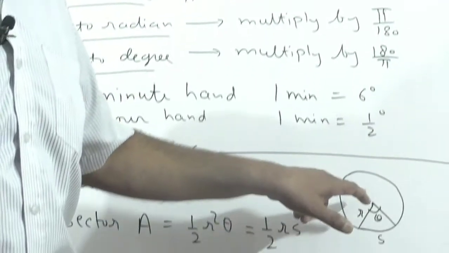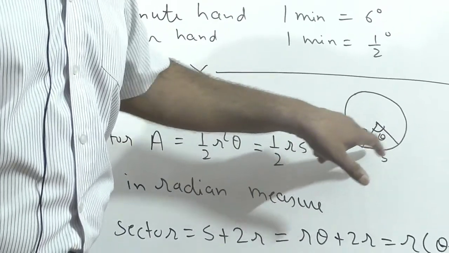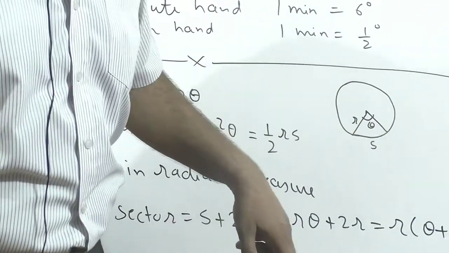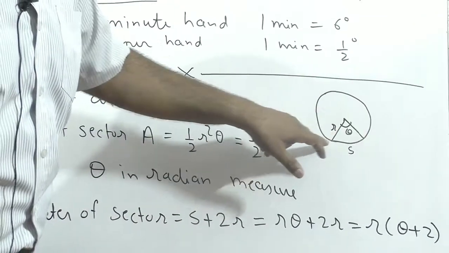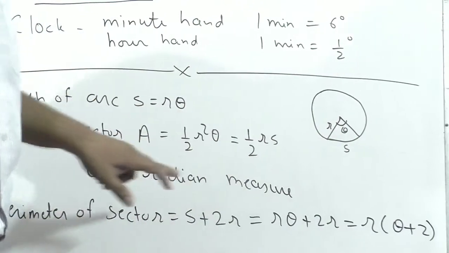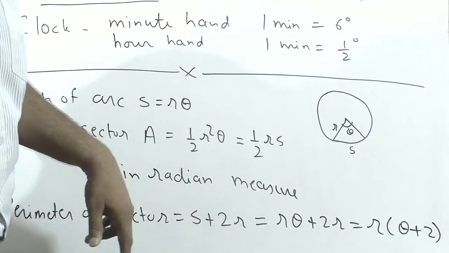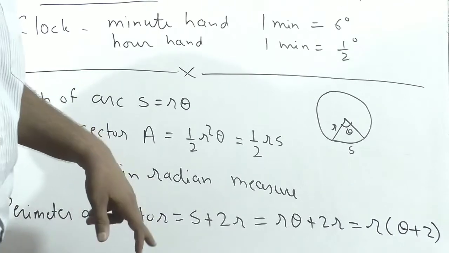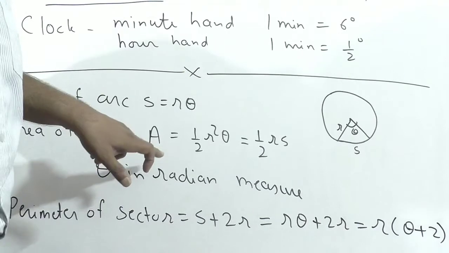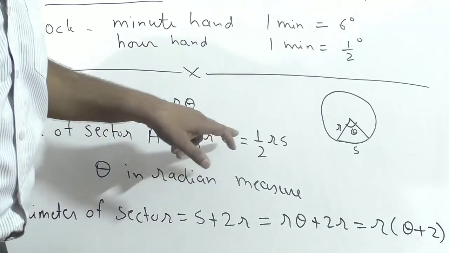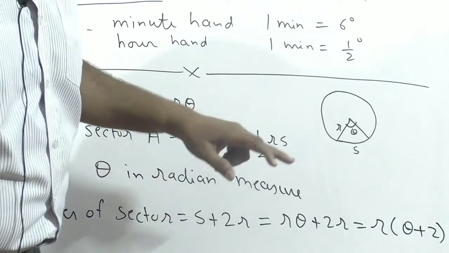This is a circle, this is the center, this is the radius, this is the arc, making angle theta at the center. So this s, the length of arc, is r into theta, where theta is in radian. Don't make a mistake. If you take it in degree, it will go wrong. Area of sector, now this formula: half r square theta, or half r s, radius into length of arc.